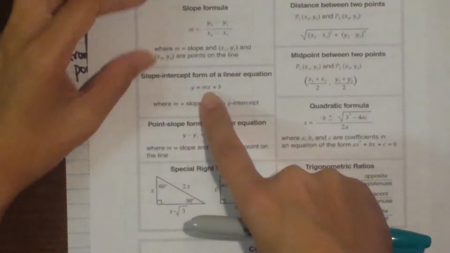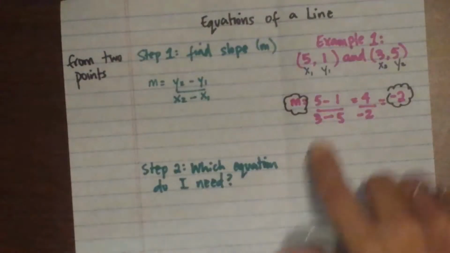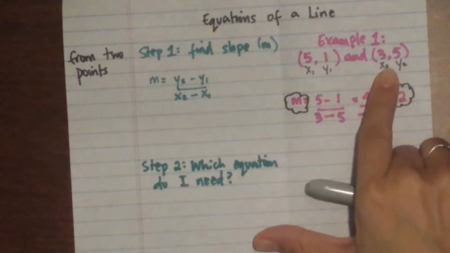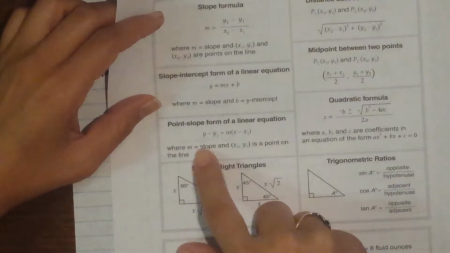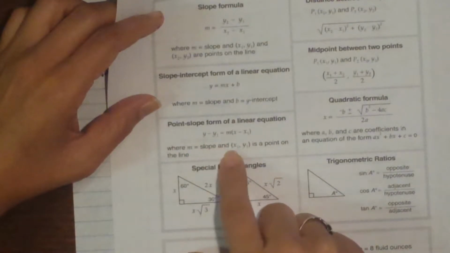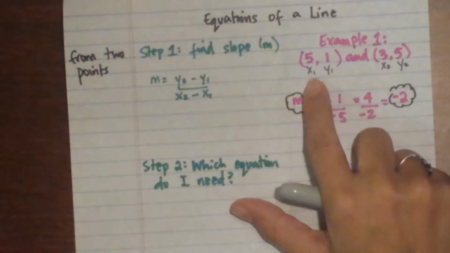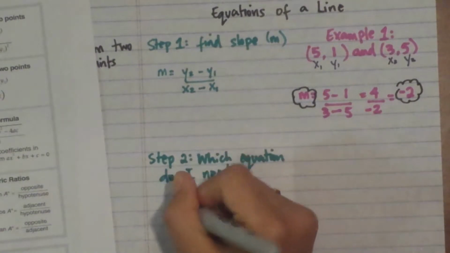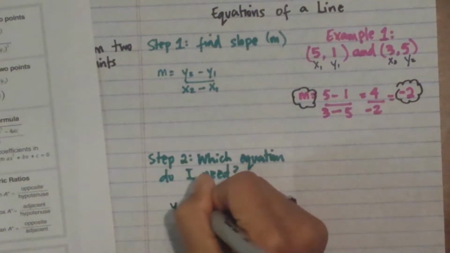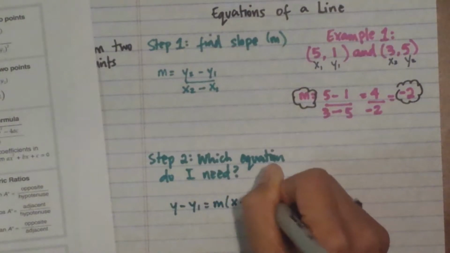So I'm going to look at the first equation. Do I have the slope? Yes, I just found the slope. Do I have the y-intercept? So looking at my question, do I know where it crosses the y-axis? No, so I can't use that equation. So let me look at the next one. y minus y1 equals m times x minus x1. Where m is a slope, I have m. x1, y1 is a point on the line. Do I have a point on the line? I sure do. See that right there? x1, y1. So which equation do I need? I need the second equation, which is y minus y1 equals m times x minus x1.